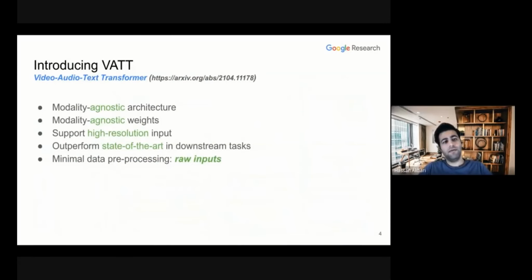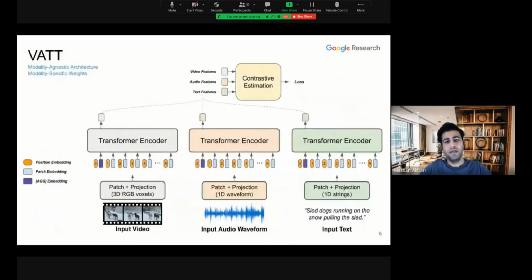We focus on a modality agnostic architecture, and we also want to share that architecture across different modalities, which we call the modality agnostic weight or modality agnostic setting. That supports high resolution inputs, and it outperforms the state of the art in a variety of downstream tasks. And most importantly, it operates on raw inputs. So the pipeline is pretty straightforward.